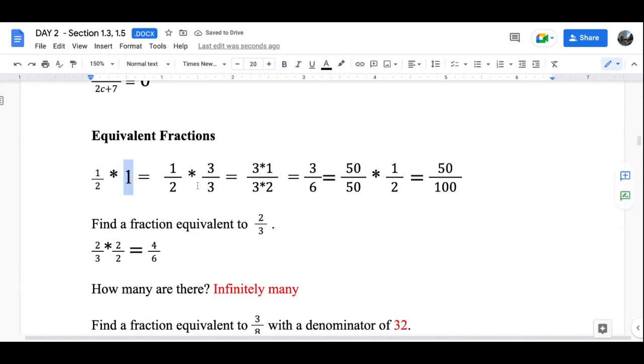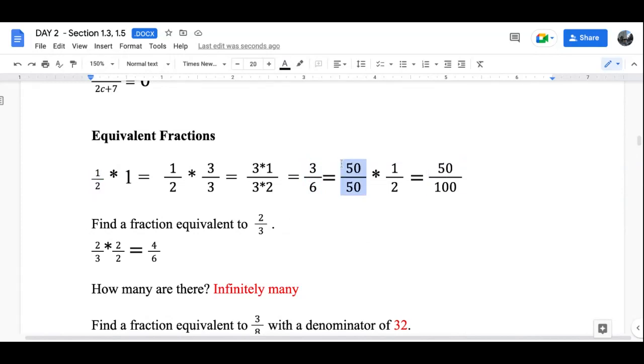Okay, so this one is 3 over 3. In this case, we get 3 times 1, we get 3. 3 times 2, we get 6. So 3 over 6 is equivalent to half, of course, right?